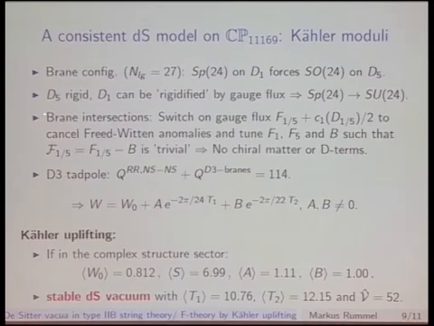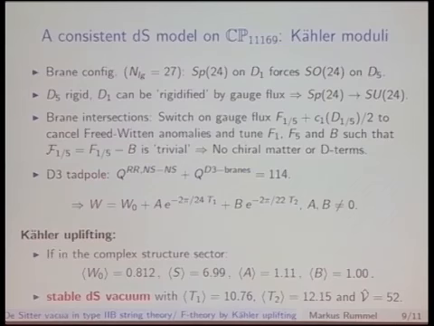And then there are the intersections of D1 and D5. But you can switch on gauge flux that cancels the Freed-Witten anomalies in such a way that the net flux is trivial, so there's no chiral matter or D-terms that again screw up your superpotential. So this works out for this model. How generic that is may be the question. But for this model it works.